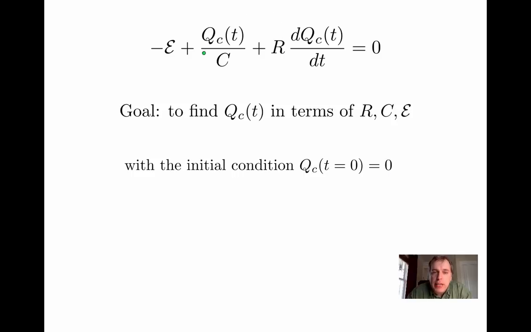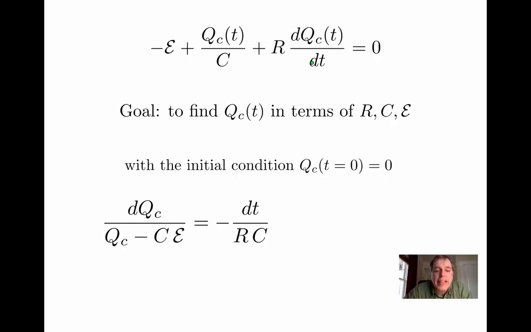That's our initial condition. That will help us fix the constant that we get when we integrate. So going back to here, I isolate everything that depends on QC on one side and everything that depends on time, which is just dt, on the other side, and I get this. On this side I have the QC, and on this side I have the dt.